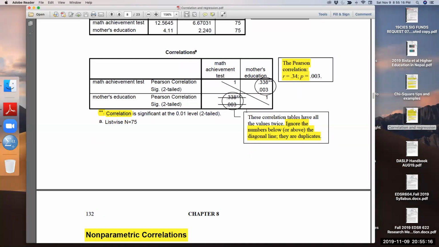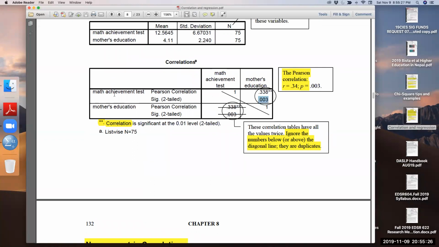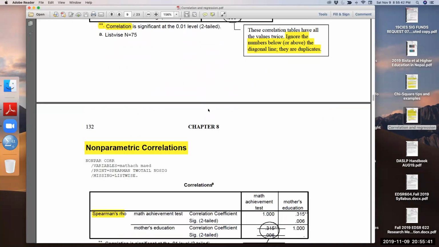Here, if you look at the p value, p is 0.003, which is less than 0.05. So this is statistically significant. Here we can say that the math achievement test is statistically significantly related to the mother's education. If math scores are higher, the mother's education is likely to be higher, such as college education.